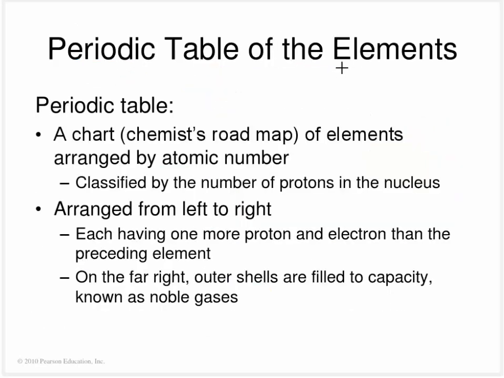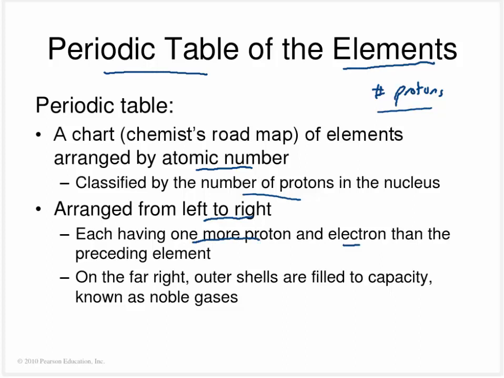Now, chemists have taken all of these elements, again defined by the number of protons in an atom, and they've lined them up in a periodic table, where you can think of it as a roadmap of elements, and essentially it's arranged by atomic number. And the atomic number is dictated by the number of protons in the nucleus. As we work our way left to right, there's going to be one more proton and generally one more electron than the preceding element. And on the far right, the outer orbits, or the outer shells for the electrons, are filled to capacity, and these are known as the noble gases.